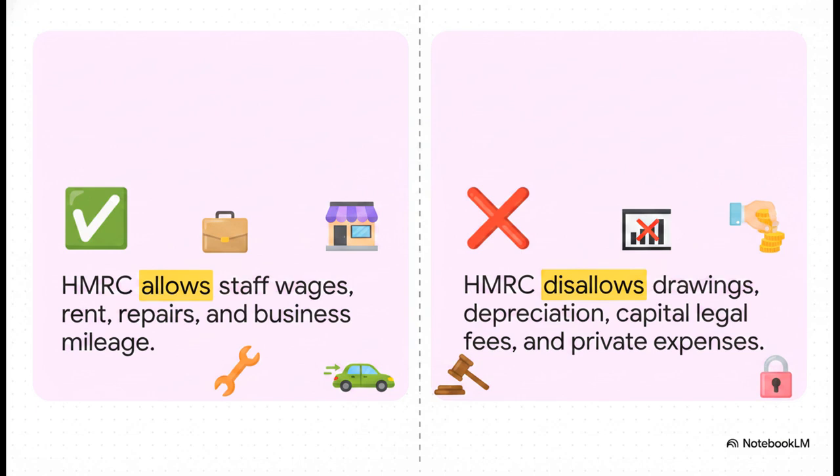But then flip over to the disallowed side: drawings taken by the owner, disallowed; capital legal fees, disallowed; private expenses, disallowed. HMRC is absolutely not going to fund your personal holiday just because you answered a couple of work emails on the beach. And of course, the biggest trap of them all, standard accounting depreciation, is strictly disallowed.